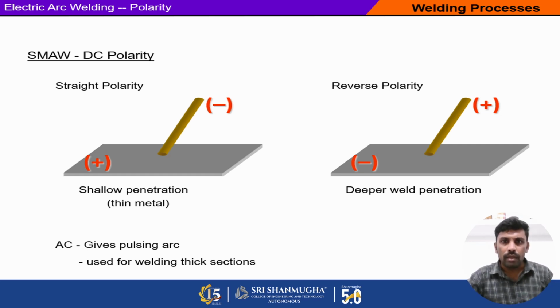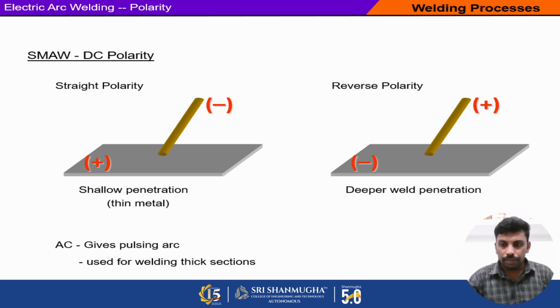Another one is reverse polarity. In this type, the welding rod is connected to the positive terminal and the workpiece or base metal is connected to the negative terminal. This type of polarity is used for deeper weld penetration.